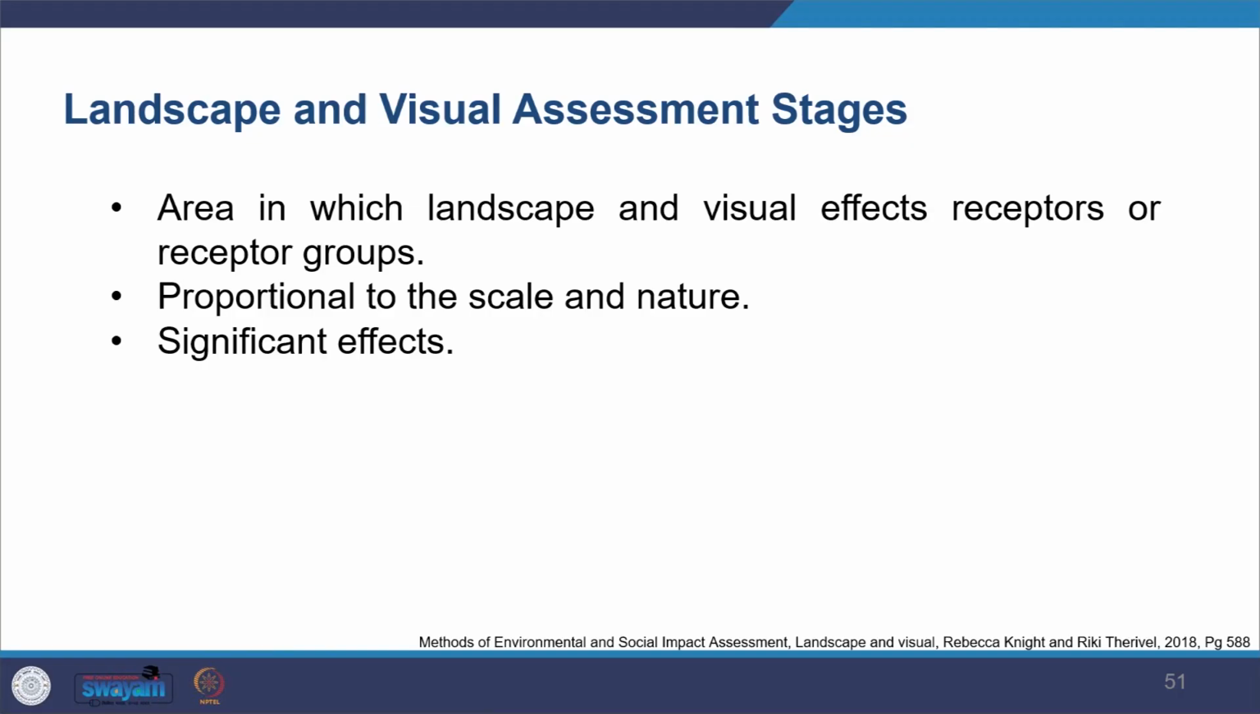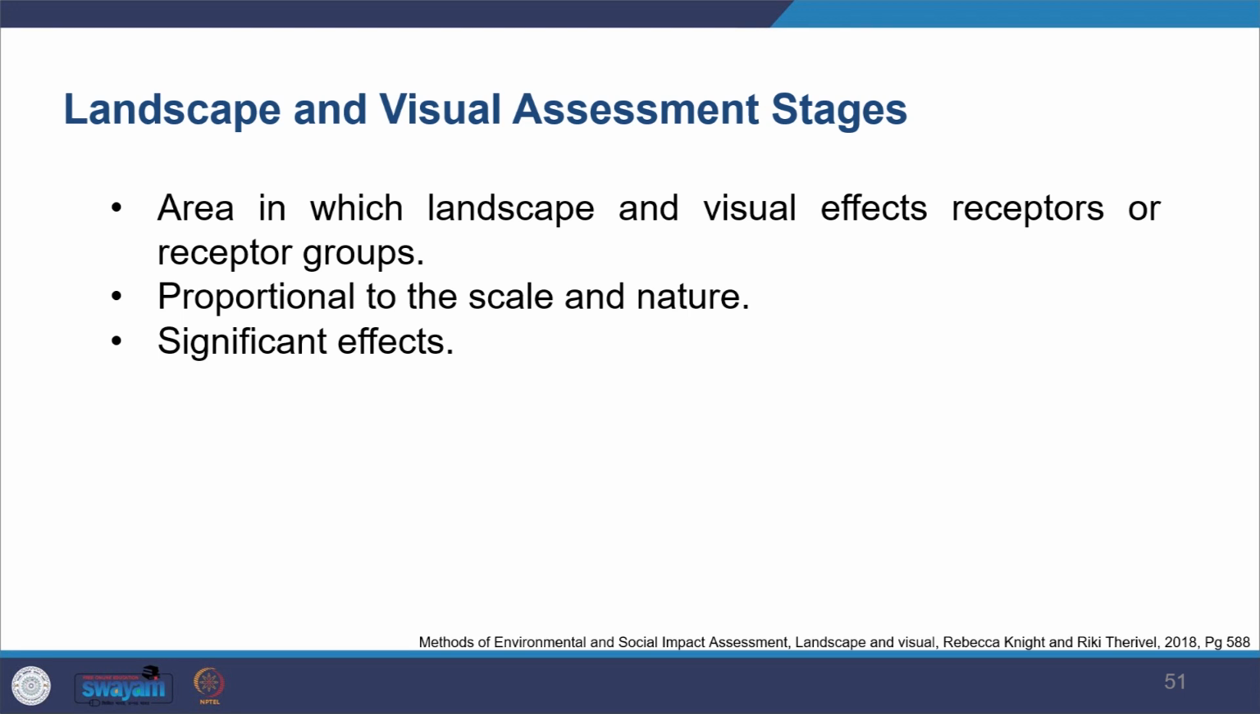Here you identify which area you're going to cover for your landscape and visual assessments to identify the changes. So you have to demarcate, delineate the study area. Then you also need to identify different receptors who would be there. Further, you need to see how big is the intervention which you're going to do, and how big is the landscape or the context in which it is going to make impact.